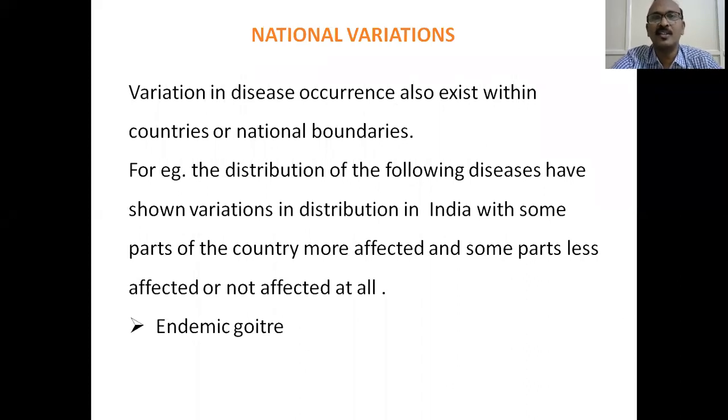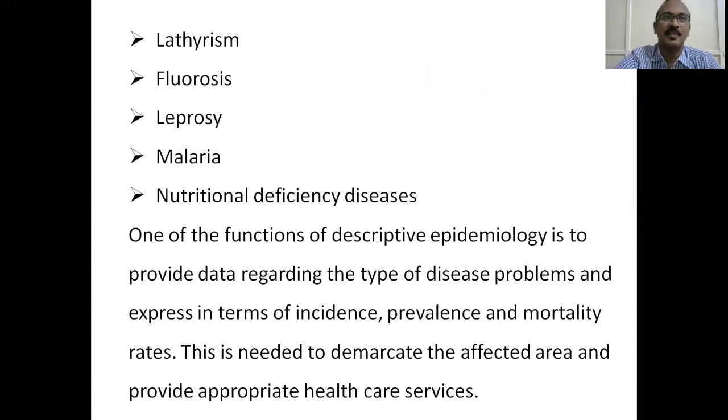Now, what are the national variations or patterns in the distribution of disease? As we understand, variation in disease occurrence can also occur within countries or national boundaries. For example, the distribution of the following diseases has shown variations in India, with some parts of the country more affected and some parts less affected or not affected at all. Endemic goiter: in the sub-Himalayan region, endemic goiter is more common compared to other parts of the country. Lathyrism, likewise, is very common in certain parts of the country compared to others. Fluorosis is also common in certain parts of the country.